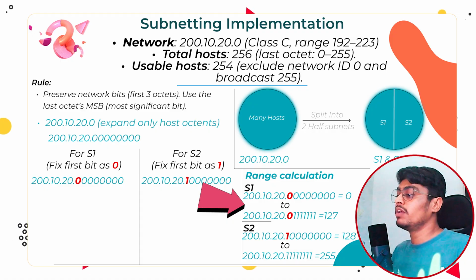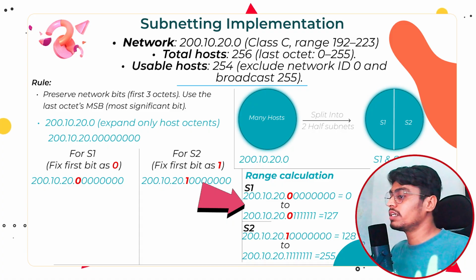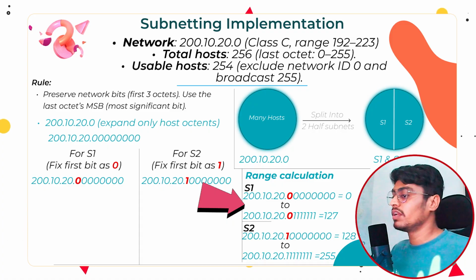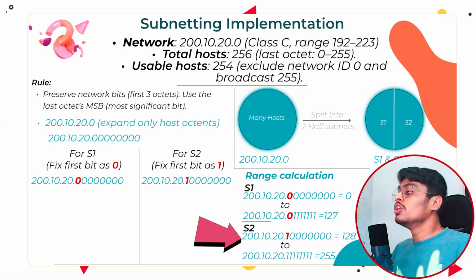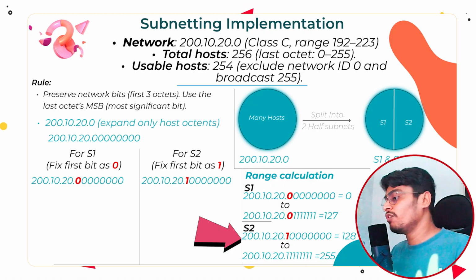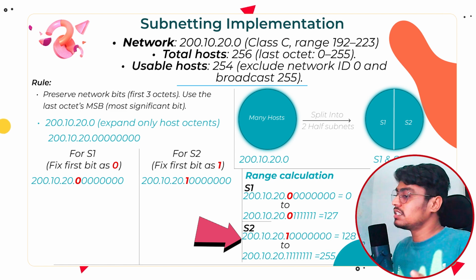So the subnet 1 range is 200.10.20.0 to 200.10.20.127. The subnet 2 range is 200.10.20.128 to 200.10.20.255. This is the range of our subnet 1 and subnet 2.